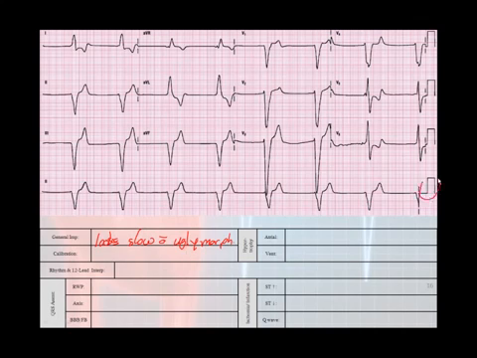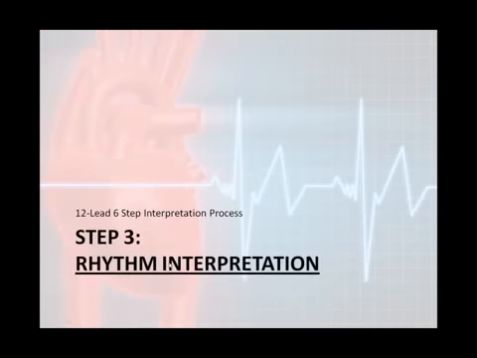Looking over here, you can see our calibration marker. There's 1 big box wide, 2 big boxes tall. That makes it a standard calibration. And that's where we stop with our interpretation as of right now. Now we're going to move on to step 3, rhythm interpretation.